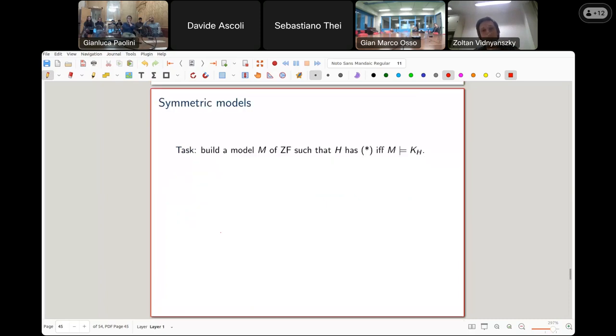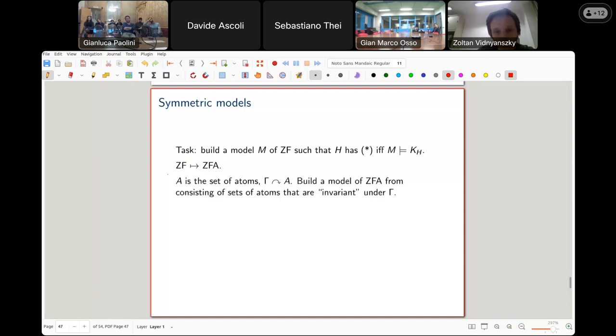Okay. So what do we want to do? We want to build a model of ZF such that in this model we have K_H precisely if there is a non-trivial polymorphism. Okay. ZF models are somewhat hard, so instead of them we consider ZFA models, and there is some relatively straightforward, or at least definitely not very complicated, forcing argument to get from these to these. Okay. And I don't want to talk about it.